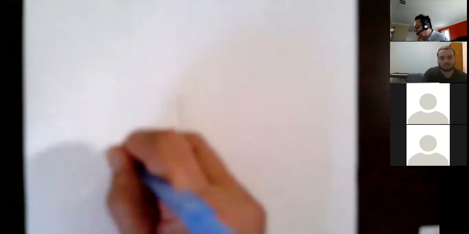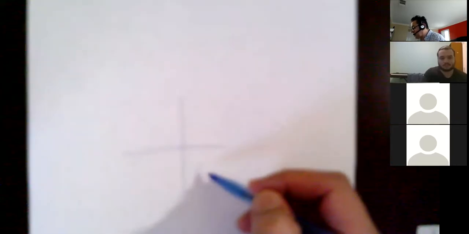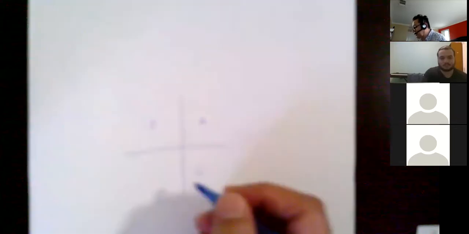So basically what I do is I start with the 4 quadrants and I start using a Z. Start with the 4 quadrants. First is A. Second is S.